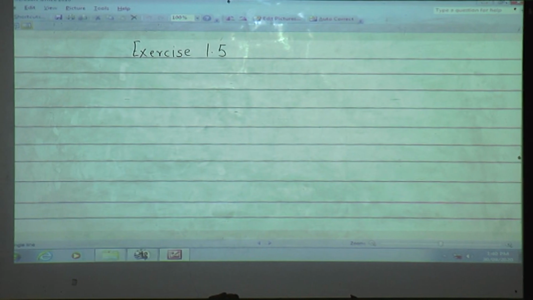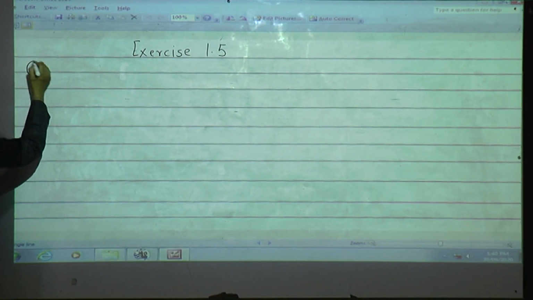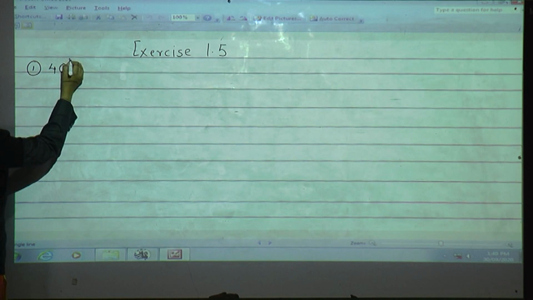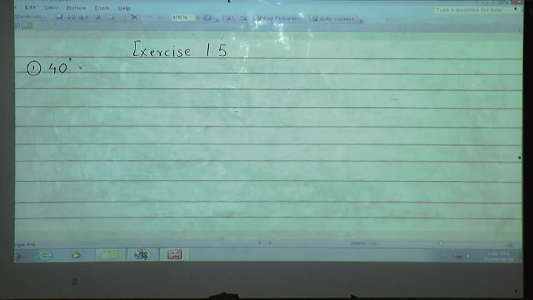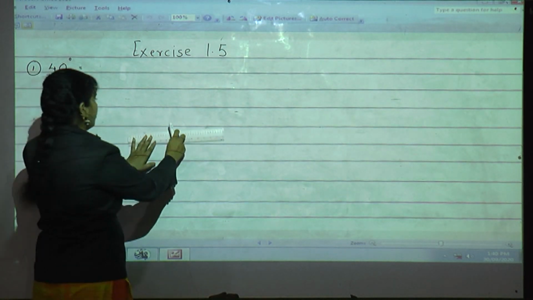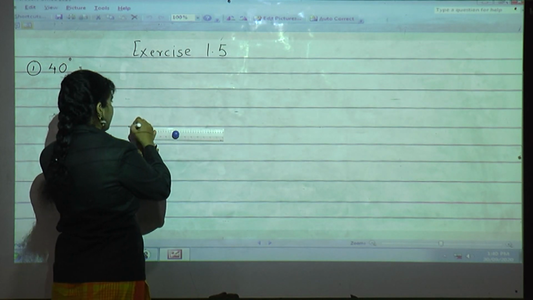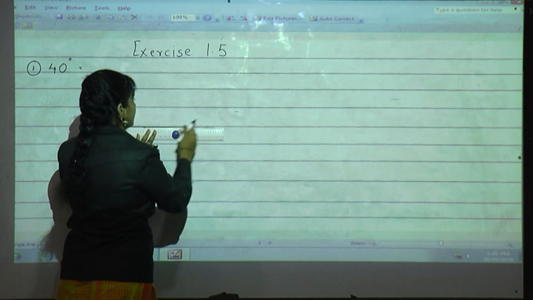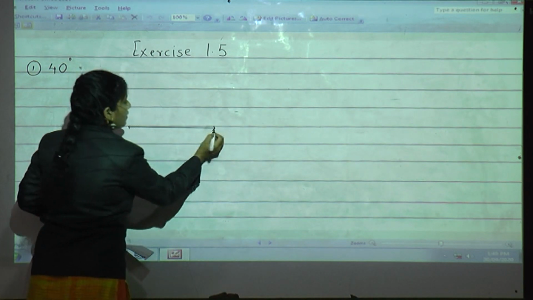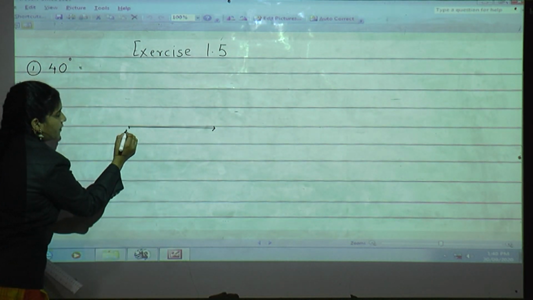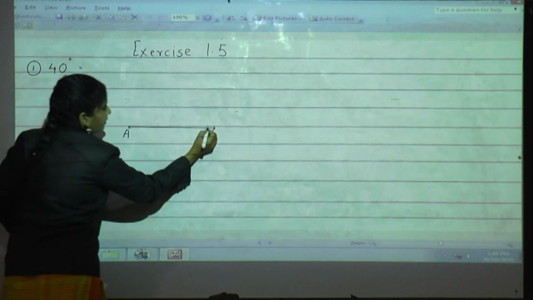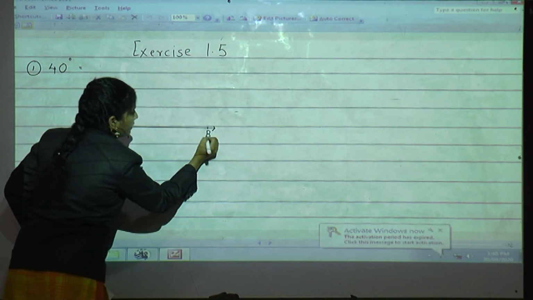So first one is 40 degree. Now to draw an angle, first you should draw a ray. This is your scale. Draw a ray. Now this is a ray. We will give it the names A, B.